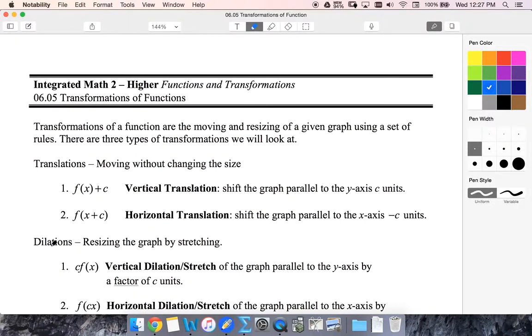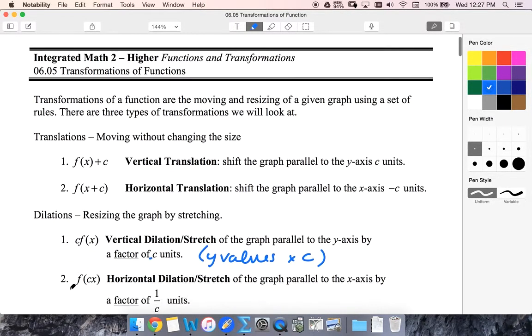Dilations are when we stretch the graph. So this is like our a value of a quadratic. It either made the quadratic narrower or wider because it was stretching it vertically. So parallel to the y-axis is how we're stretching it, and it's a factor of c units. So we're taking all the y values and we're multiplying them by c.